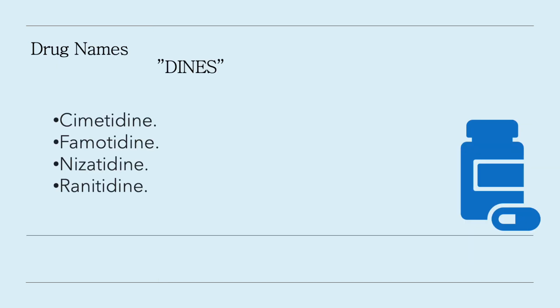So the drug names that are in this class are the DINES. So that is the way to remember. They all end in DINES. So the first one is cimetidine, famotidine, nizatidine, and ranitidine. So the best way to remember these medications, they end in DINES.